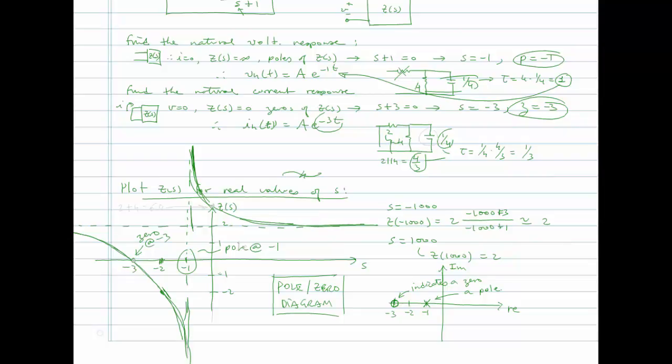And if we're above the pole, then we have positive impedance, and if we're below the pole, we have negative impedance, out to -3, and then it becomes positive again. And asymptotically, it arrives back at 2.